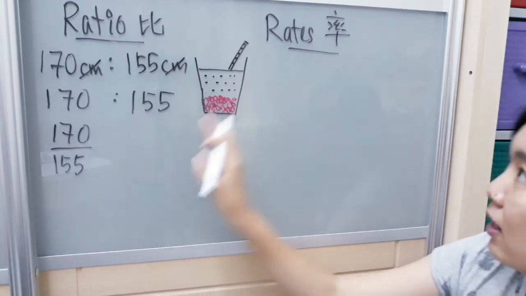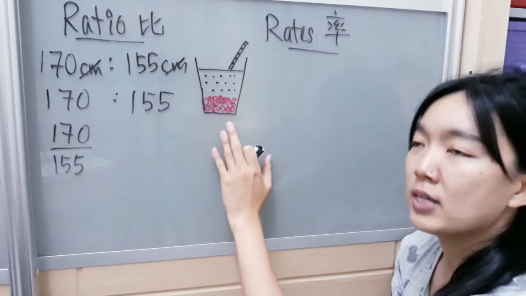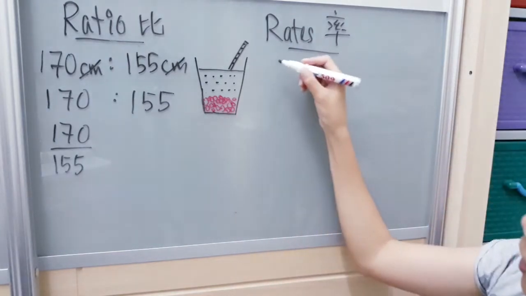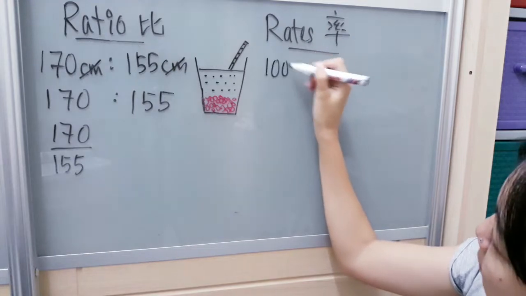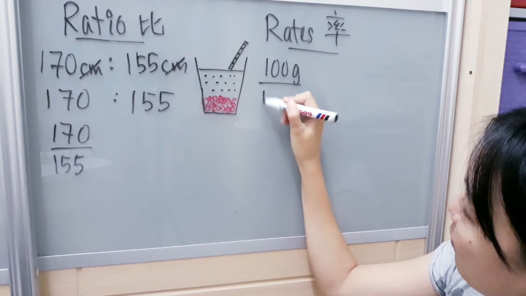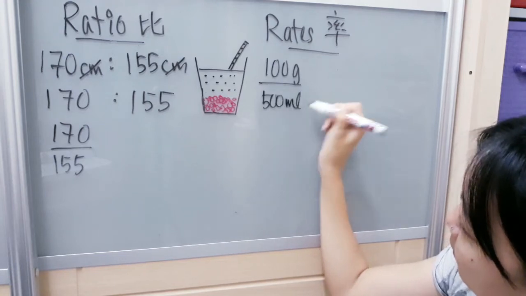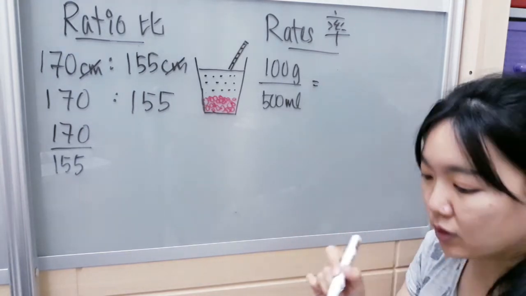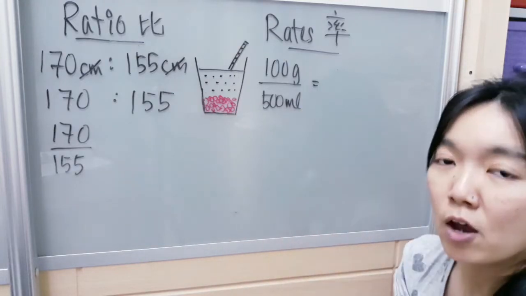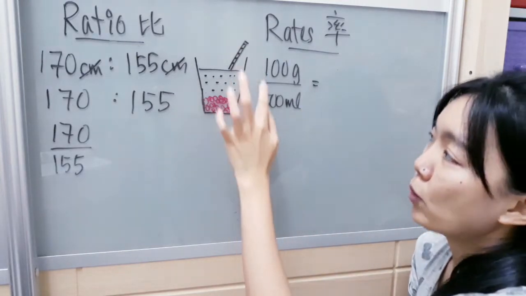On the other hand, what is rates? I'll use this as an example. This is called bubble tea. For example, I might get 100 grams of pearl bubble in 500 ml of tea. Take note, there is a different unit in rates. Rates is actually about comparing two quantities.